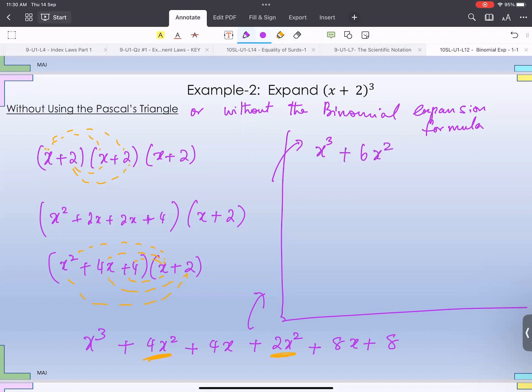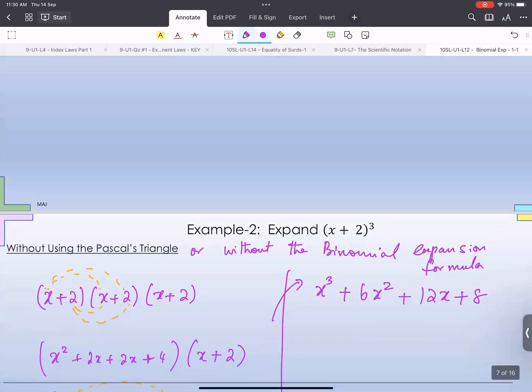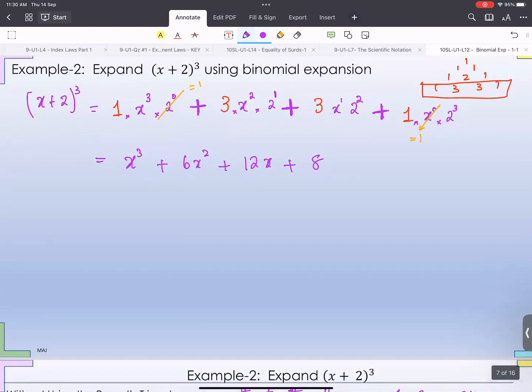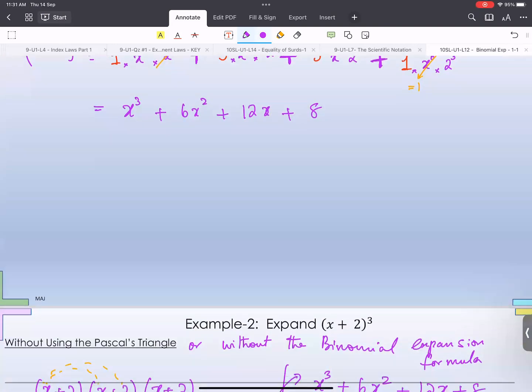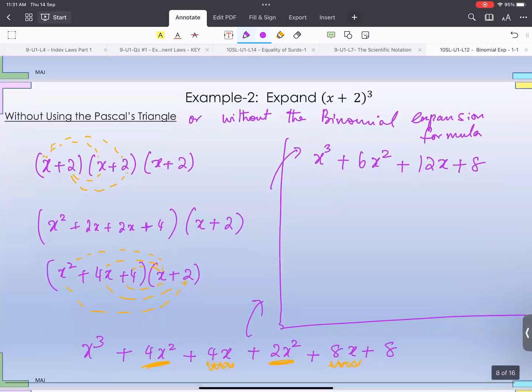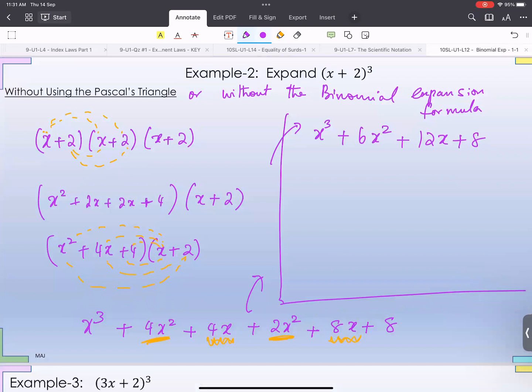And I have 4x and 8x together becomes 12x plus 8. And voila, that was the exact same answer we got by the binomial expansion using Pascal's triangle or the binomial expansion formula: x cubed plus 6x squared plus 12x plus 8. Now, if you're wondering, isn't this easier? Yeah, it might be easier for maybe power 2 and 3, but the higher powers you go, it is going to become very, very tedious because you're going to have a lot of terms and you'll have to be collecting like terms a lot, okay?